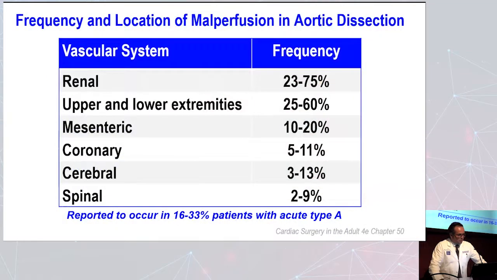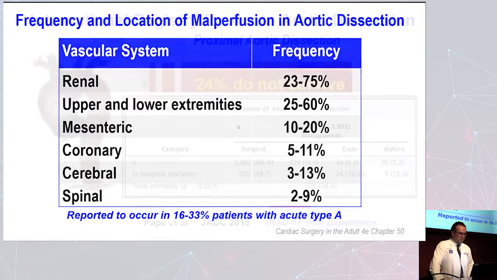Dissection can happen with malperfusion in any part of the vasculature. But the important thing is that at least 20 to 75% of people have malperfusion in the renals, and also the upper and lower extremities. The less common is in the mesenteric circulation, coronaries or spinal cord. Thankfully so, because this is probably the most devastating: heart failure, paraplegia, or not having a gut is pretty much a death sentence.